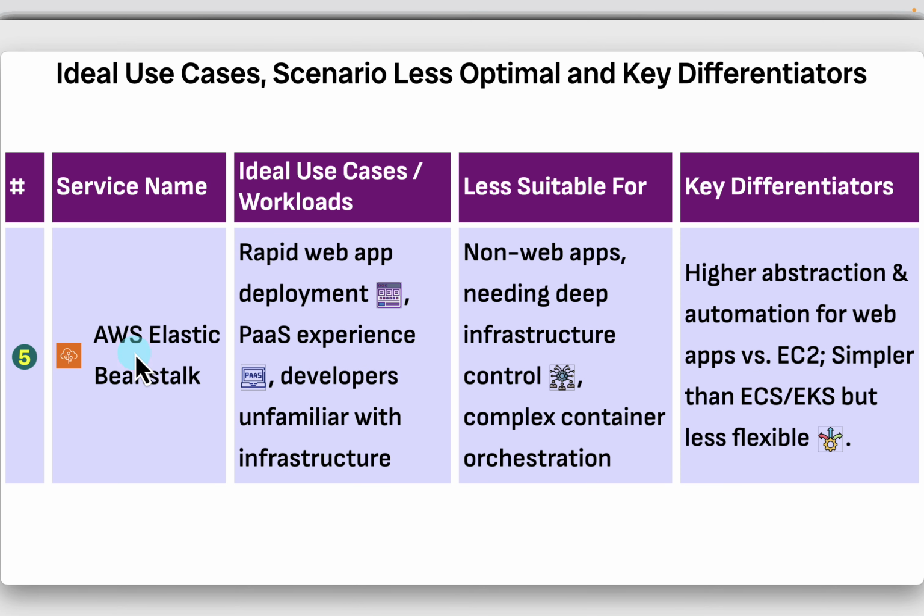Next, AWS Elastic Beanstalk. Ideal use cases are rapid web app deployment, platform as a service experience, and developers unfamiliar with the infrastructure. It is less suitable for non-web apps needing deep infrastructure control and complex container orchestration. Key differentiators are higher abstraction and automation for web applications versus EC2, simpler than Elastic Container Service and Elastic Kubernetes Service, but less flexible.